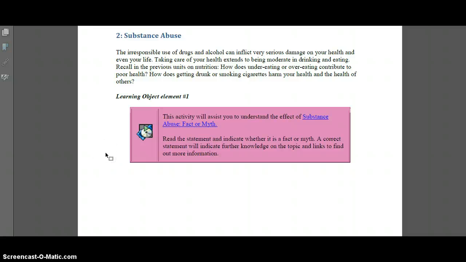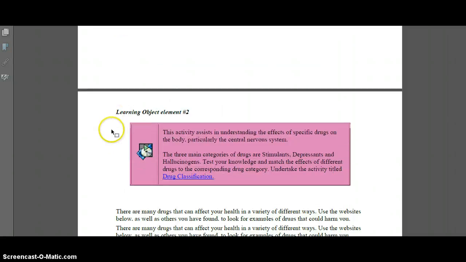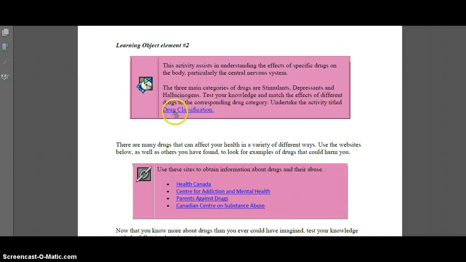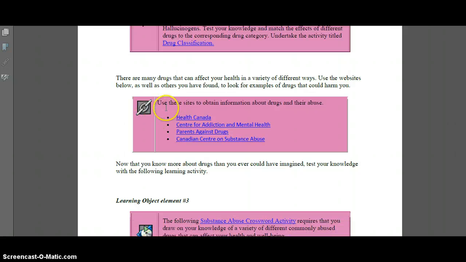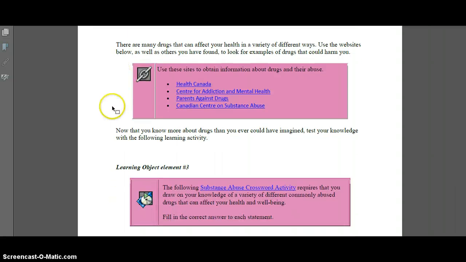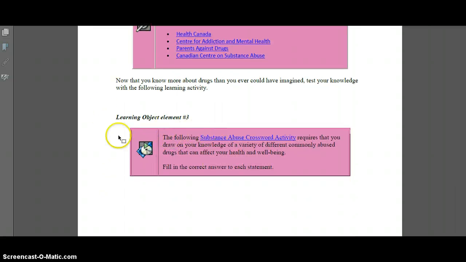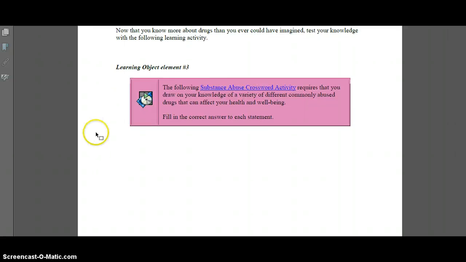Substance abuse, so we're talking about drugs and alcohol. Again, a little learning activity there. Second learning activity right there about drugs and alcohol. And again, this is the resources section, so you're not going to be examined or tested on that. And finally, a third learning activity on drugs and alcohol.